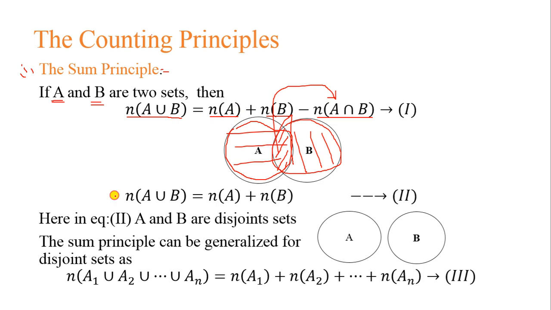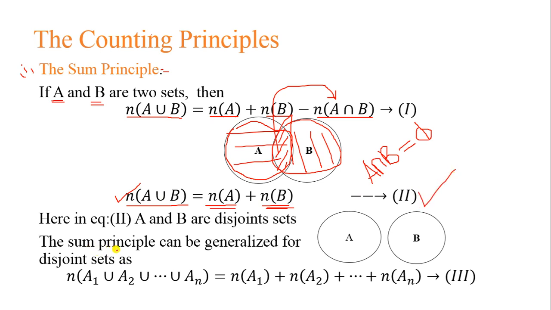Next, this sum principle can be defined for two disjoint sets. Say we have two sets A and B which are disjoint sets, then number of elements in the union of A and B is simply the sum of the elements in A and elements in B. Two sets are said to be disjoint sets when their intersection is null set. So A and B are two disjoint sets. It means their intersection is null set, and then this sum principle will be like equation number 2.